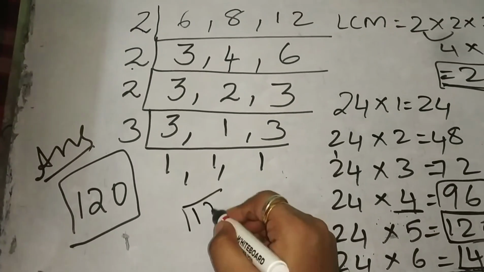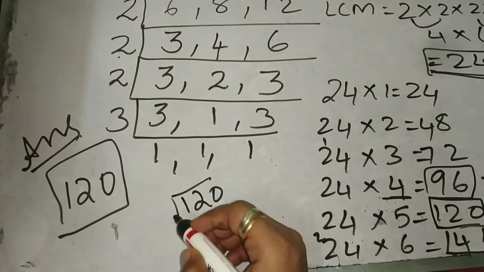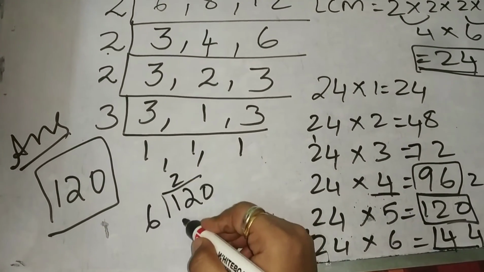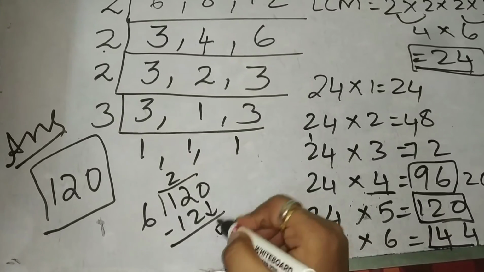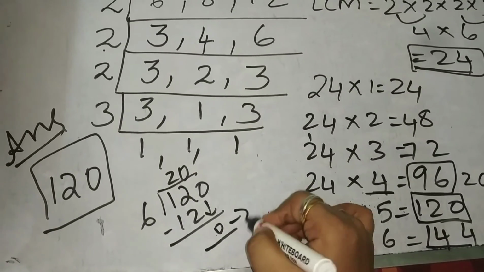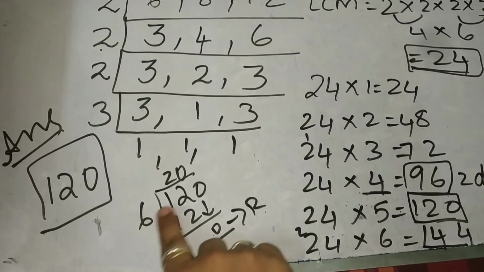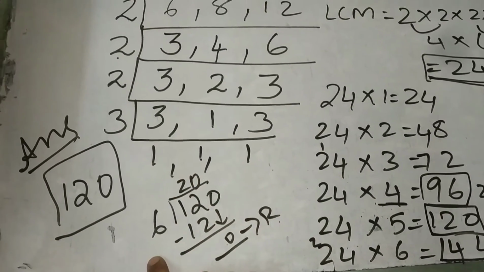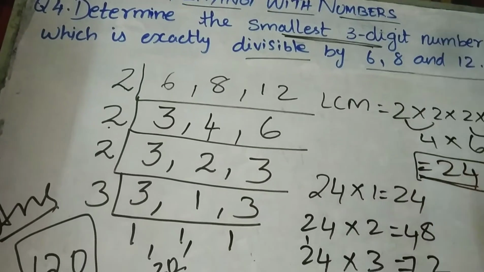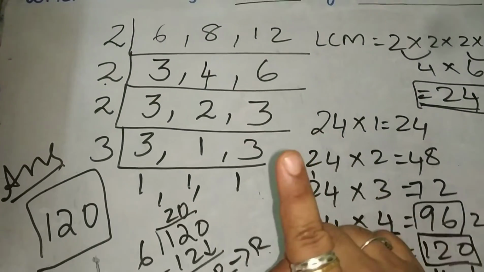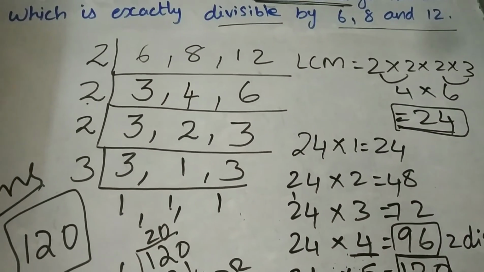This 120 for example, I am dividing it by 6. So how many times? 6 2s are 12. Then again this 0. So what happens? I will leave the remainder as 0. Divisible means my remainder should be 0. So this 120 is exactly divisible by 6. Same like 8 and 12. So this is the first method of finding the sum.